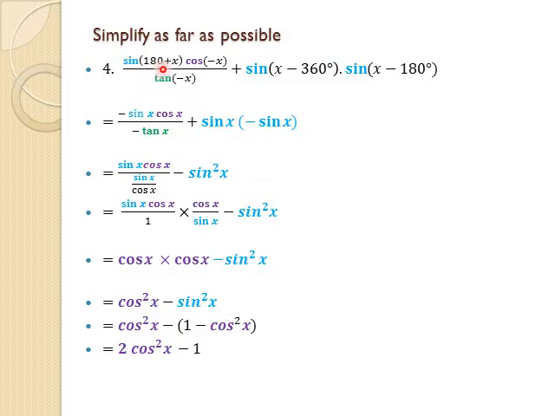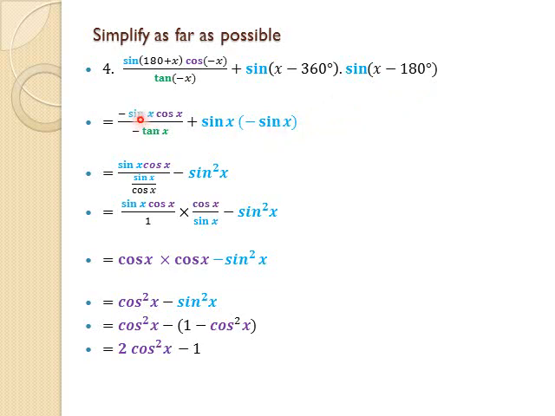Alright, so 180 plus x, third quadrant. In the third quadrant, sine is negative, so that becomes negative sine x. Cos of a negative angle falls in the fourth quadrant. Fourth quadrant, cos is positive, so that becomes cos x. Tan of negative x, fourth quadrant, so tan in the fourth quadrant is negative tan x. X minus 360 means I started in the first quadrant and I rotated back to the first quadrant, so that becomes sine x. X minus 180, right, started in the first quadrant, rotated clockwise 2 quadrants, third quadrant, sine is negative.